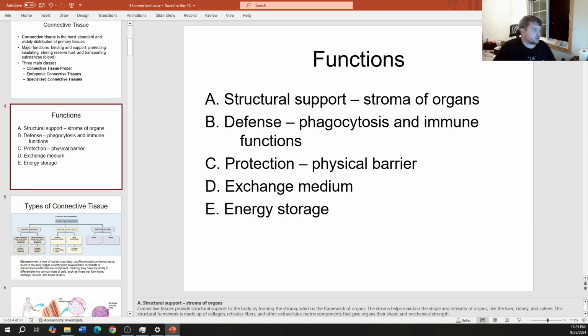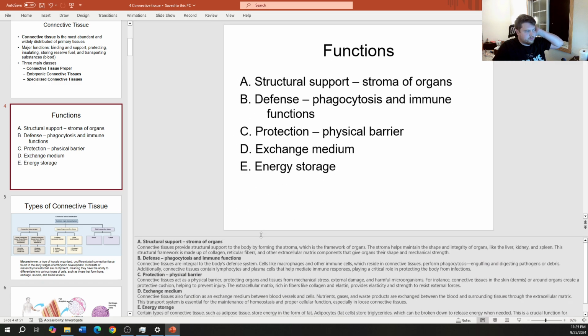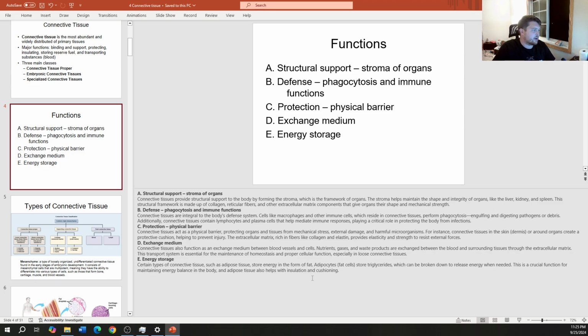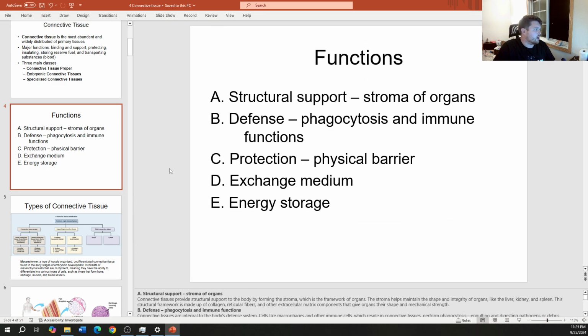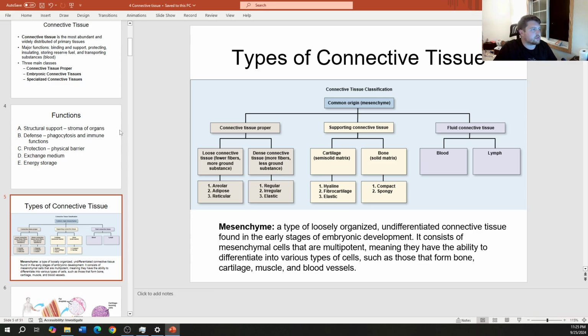So we have the structural support. They play a role in defense, in protection, as an exchange medium. So they exchange stuff, exchange nutrients, exchange waste, that kind of stuff, as well as energy storage. I go into a little bit more detail down in here about each of those. Again, take some time, go down there and read through each of those if you have my notes.